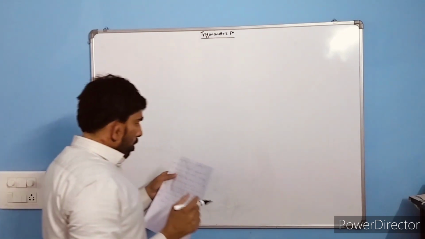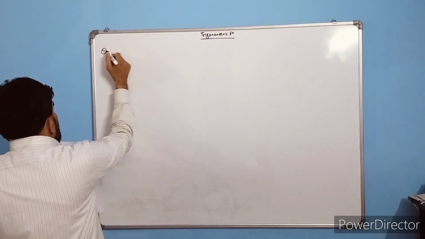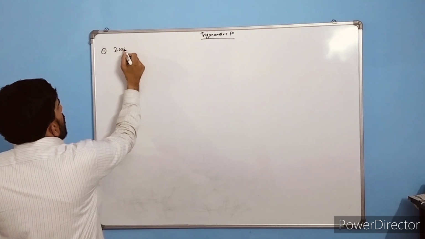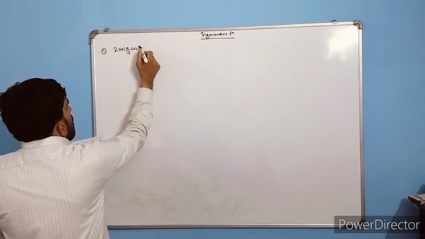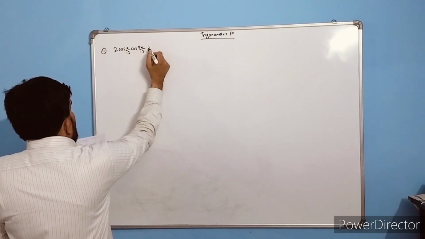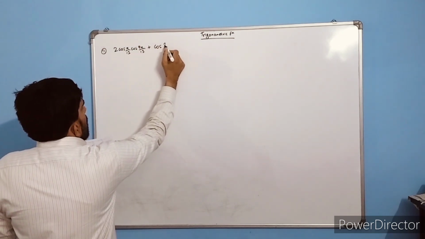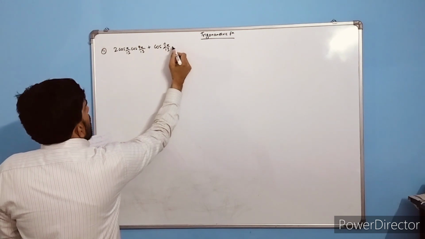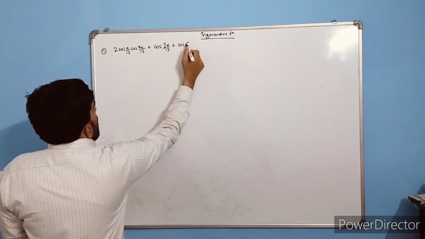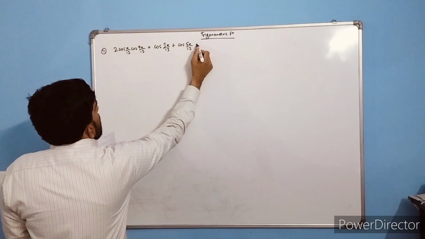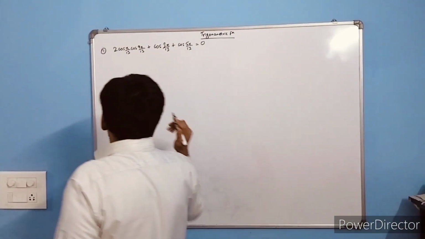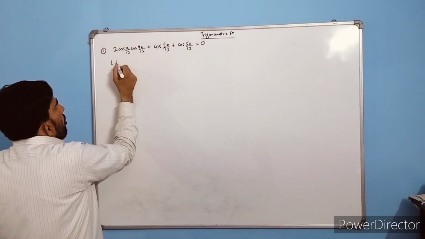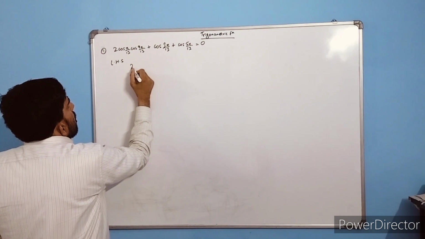trigonometric functions. Now the first I have in my hand is 2 cos pi by 13 cos 9 pi by 13 plus cos 3 pi by 13 plus cos 5 pi by 13 is equal to 0. We need to prove this. Okay. So for proving, now we will apply the formula. Now first of all, write down the LHS.